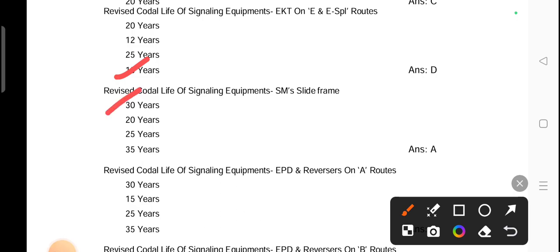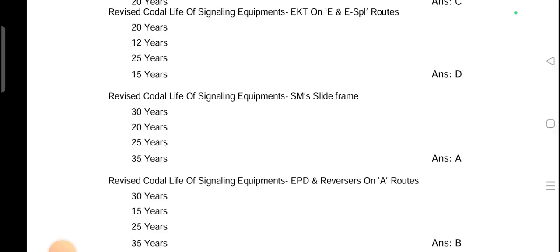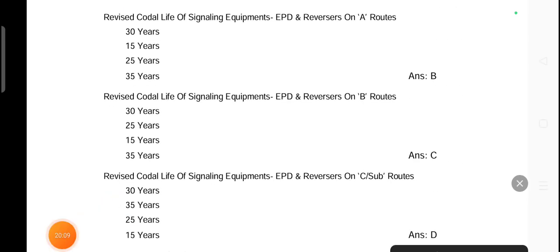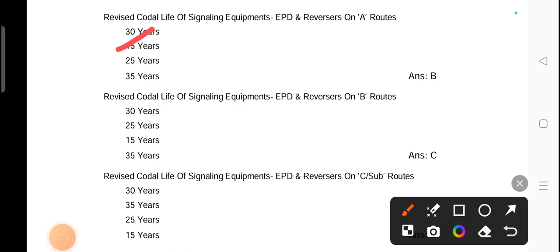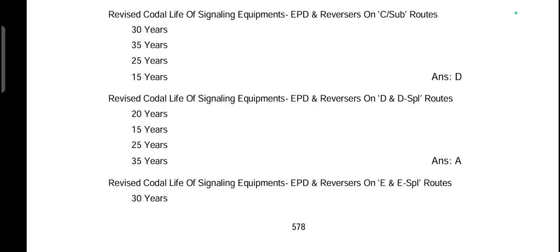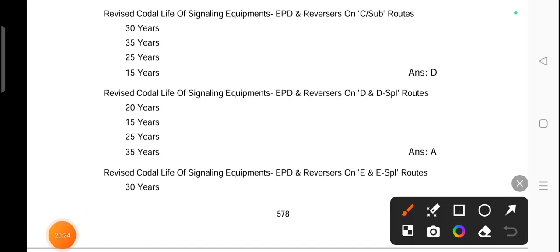Revised total life of signaling equipment EPD and reverser on A route, 15 years. Revised total life of signaling equipment EPD and reverser on B routes, 15 years. Revised total life of signaling equipment EPD and reverser on C or sub routes, 15 years. Revised total life of signaling equipment EPD and reverser on D and D special routes, 20 years.